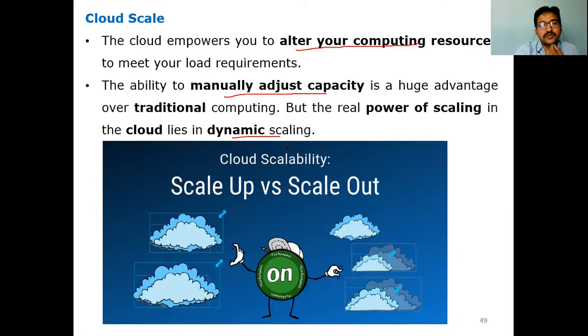The figure shows scale up, which we have already discussed in class as well. This is scale up, this is scale down, and the smaller ones are scale out. Scale up means increasing, and scale down means decreasing.